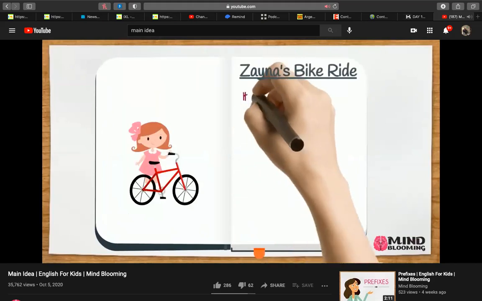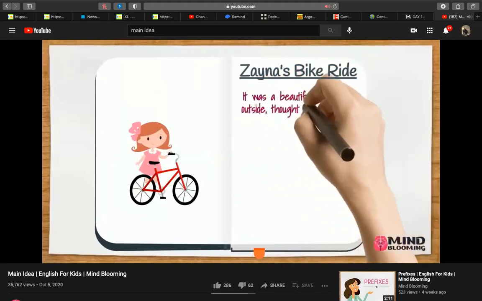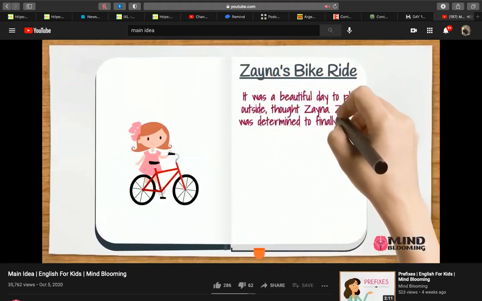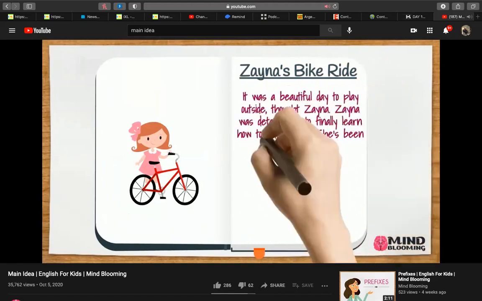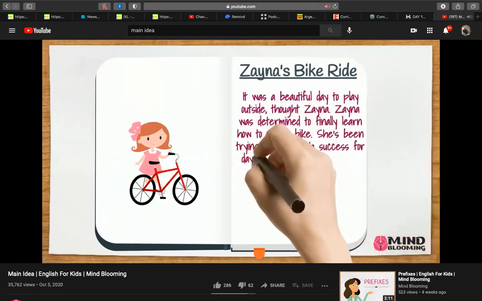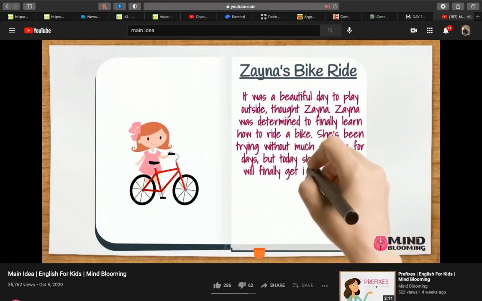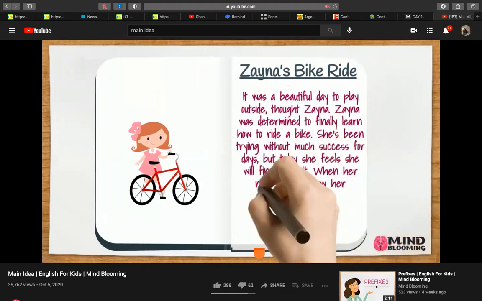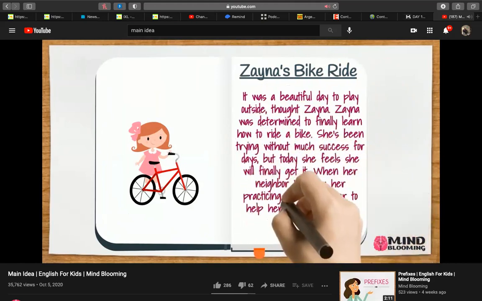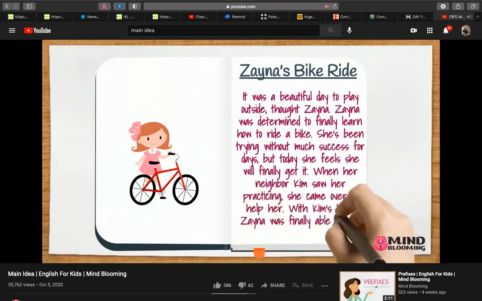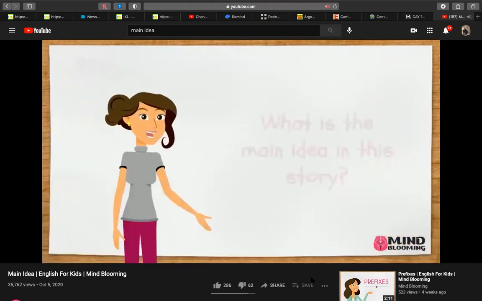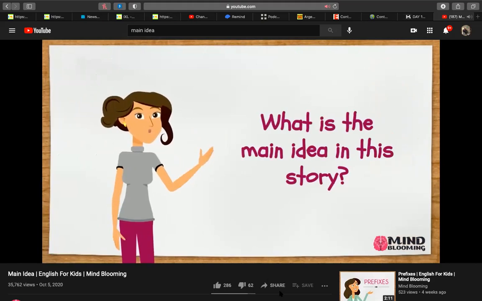Zaina's Bike Ride. It was a beautiful day to play outside, thought Zaina. Zaina was determined to finally learn how to ride a bike. She's been trying without much success for days, but today she feels she will finally get it. When her neighbor Kim saw her practicing, she came over to help her. With Kim's help, Zaina was finally able to ride her bike. Yay! So, what is the main idea in this story?